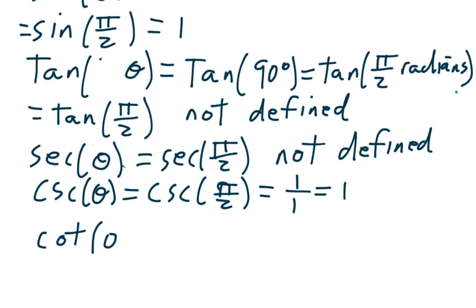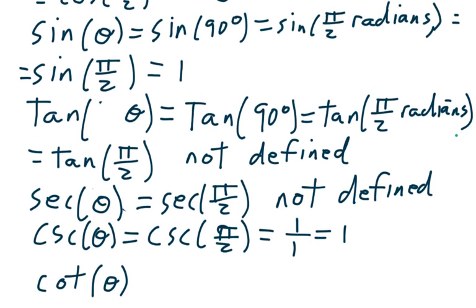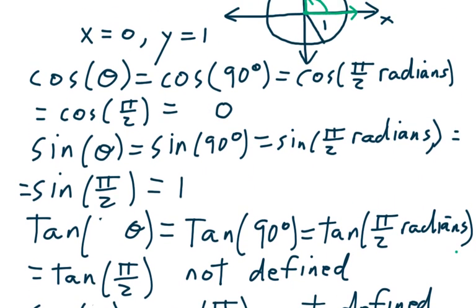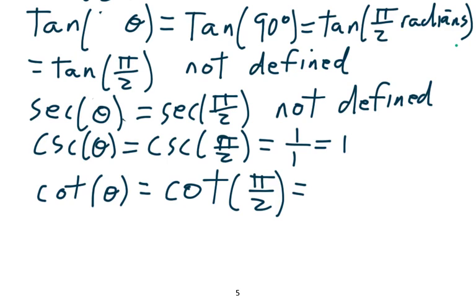Cotangent of theta, okay? I mean, I wrote a lot up here, but you don't have to write all of this out. I was just trying to show you that whether the angle's in degrees or radians, you're going to get the same thing. It's just unfolding the definition and the fact that we're just dealing with a point on the unit circle. That's equal to cotangent of pi over 2. And that is equal to x over y, which is 0 over 1, which in this case is 0. Okay? So again, it's just unfolding the definitions.